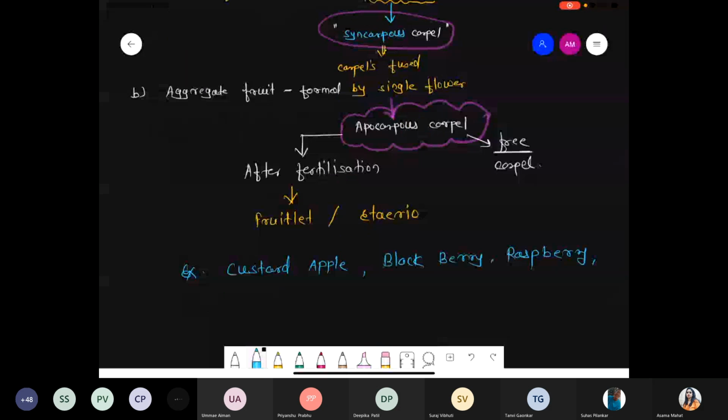So remember, berry suffix आ रहा है, but it's not a berry. Berry is a part of the simple fruit. हम आगे देखेंगे actually, because brinjal and these are included into berry condition. But custard apple, blackberry, raspberry or the strawberry, these are not a berry. These are belonging to which category? Aggregate fruit category. Got it? Aggregate fruit category.